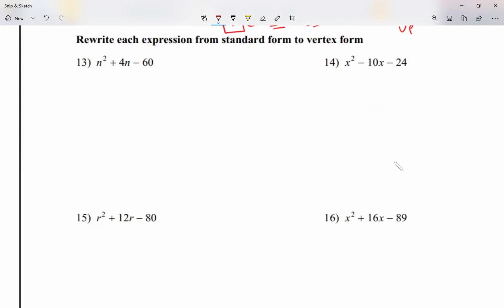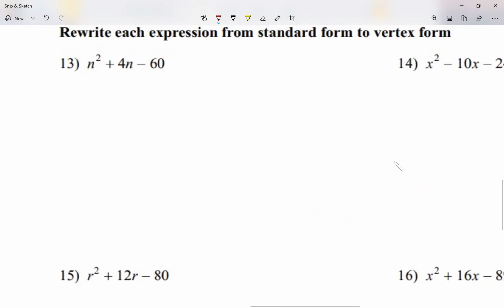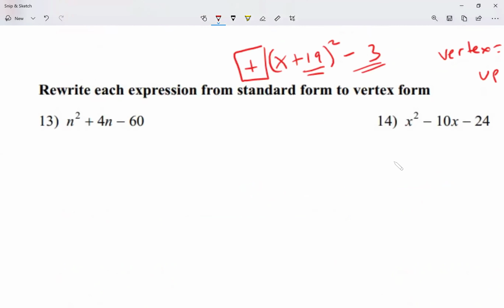Here it says, rewrite each expression from standard form to vertex form. So standard, as we can see, I have a trinomial, right? Three terms. And my highest exponent comes first, and then it keeps on going down exponent-wise. And I'm going to write from this form, which we call standard form, to vertex form. So I expect something inside of parentheses squared, and outside of the parentheses, a plus or minus something else. So this is what we're going to do.